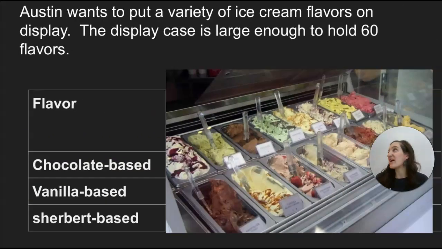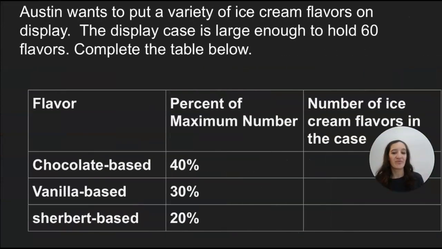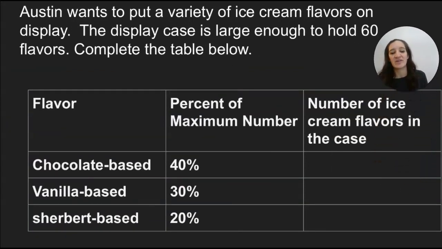Austin wants to put a variety of ice cream flavors on display. The display case is large enough to hold 60 flavors. So he has some that have chocolate, he has some that have vanilla base, and he has some that are sherbet based. So what we want to do is complete the table below. 40% of the ice cream is chocolate, 30% of it is vanilla, 20% is sherbet. So what we need to do is find that actual number.